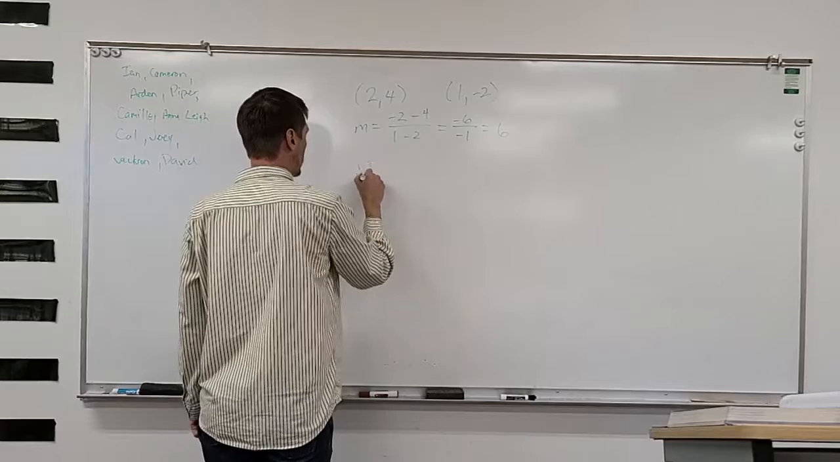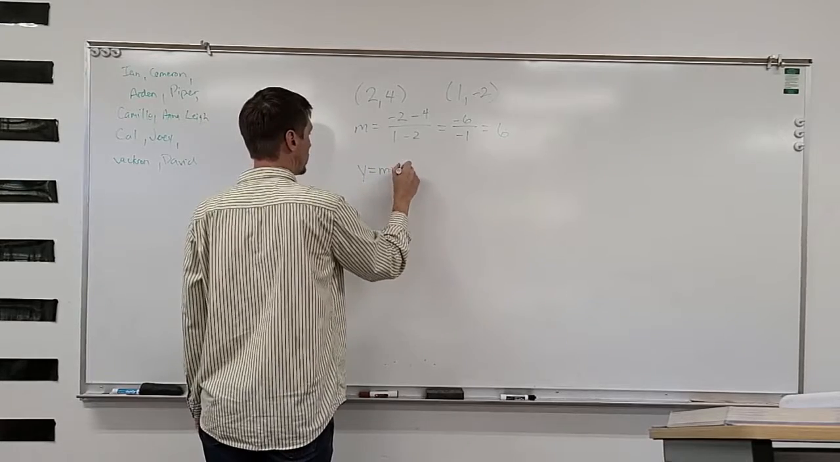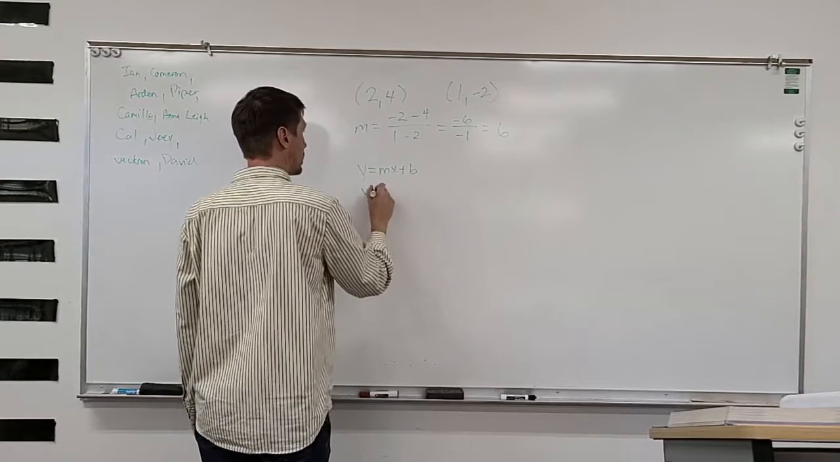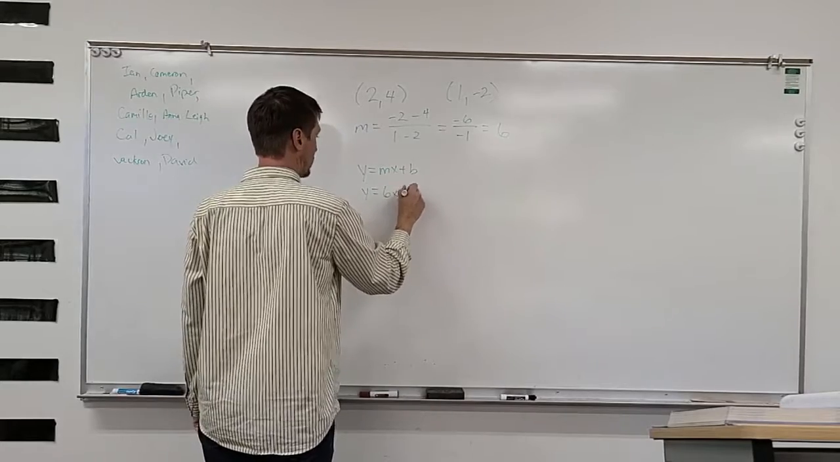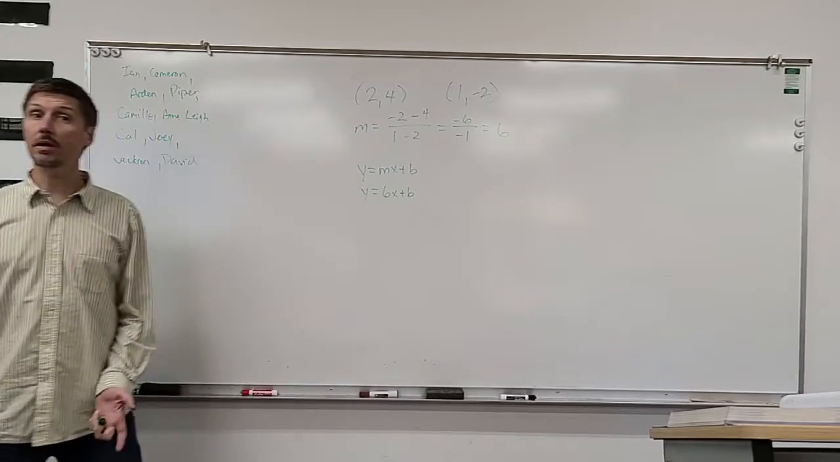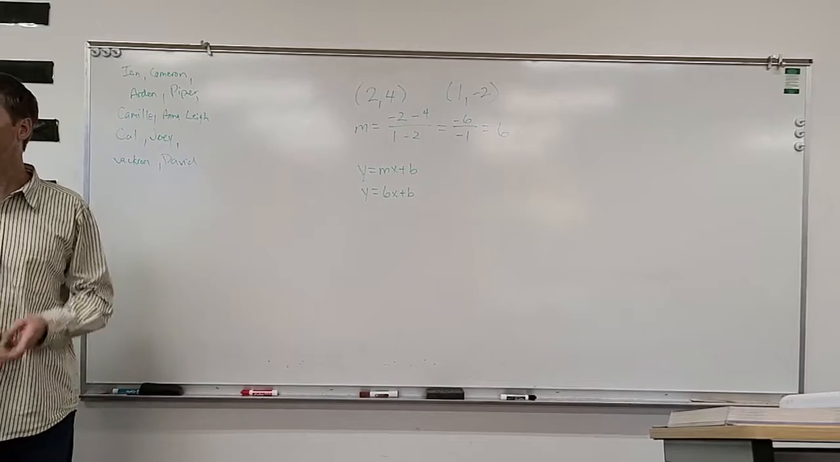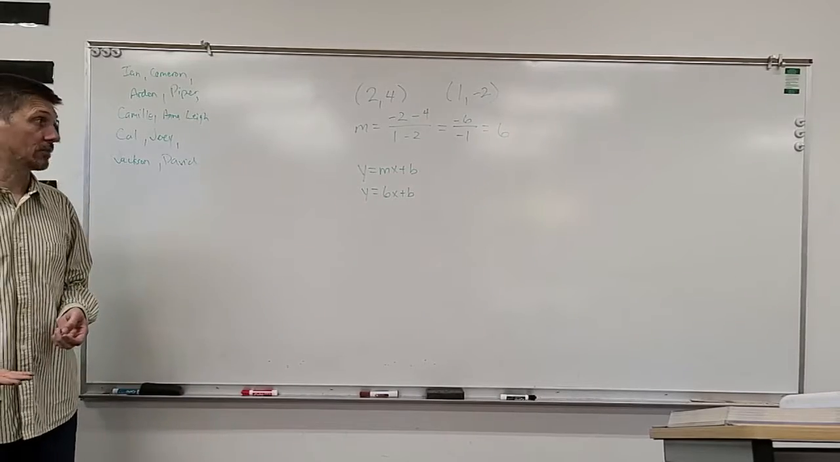So this is our equation. y equals mx plus b. So we're going to plug in what we know, which is our slope. y equals 6x plus b. So now we've got the same problem that we basically did last time. We've got the equation for our line now. We just have to plug in a point.